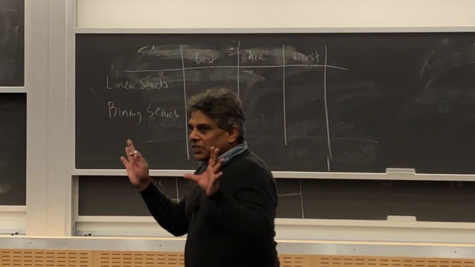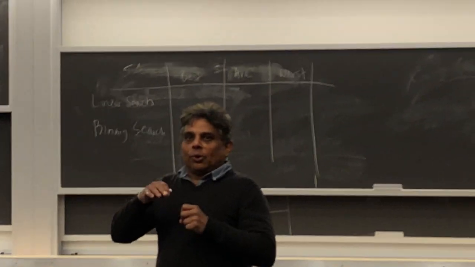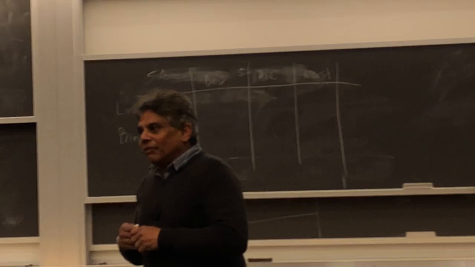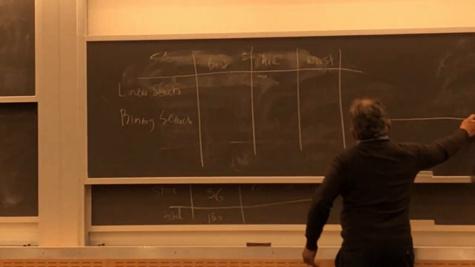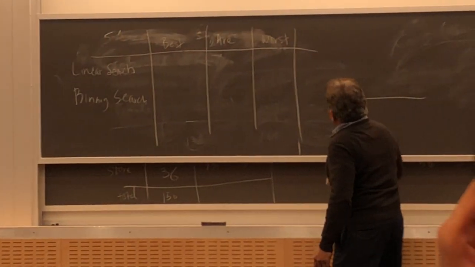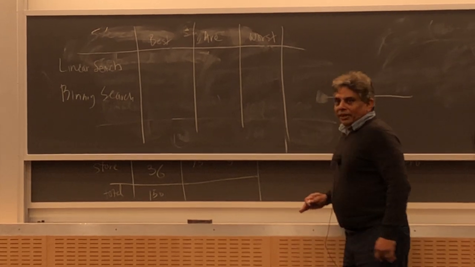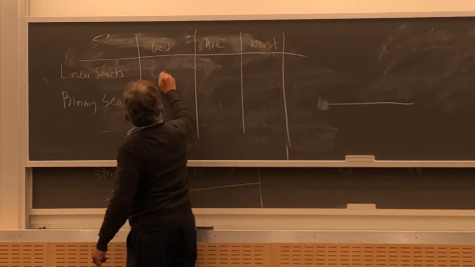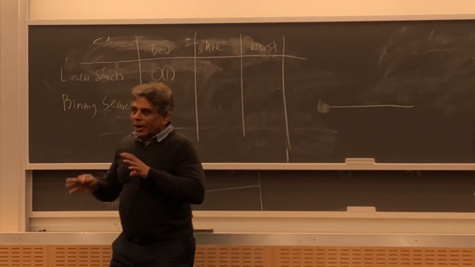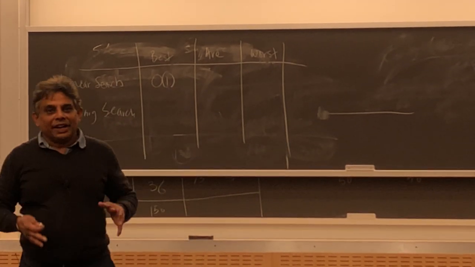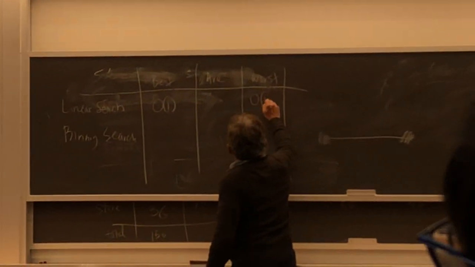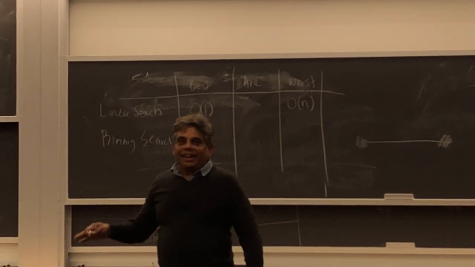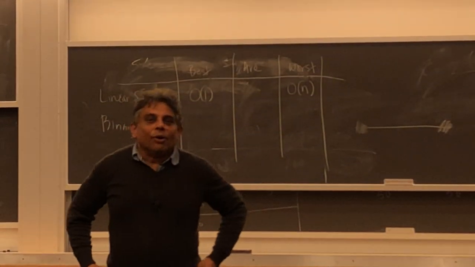The linear search, as you know, is a very simple idea. We just go one item at a time looking for the thing you want to find. The best case is essentially that the element is somewhere close to the front. We call that big O of one because you will find it in one or two or three or four or five comparisons. The worst case is essentially the element is somewhere at the end. In that case, we will have to look through the entire array to find it. So we call it big O of n.